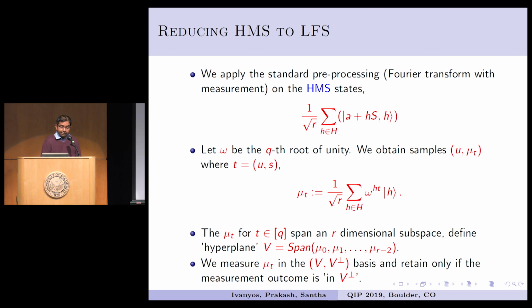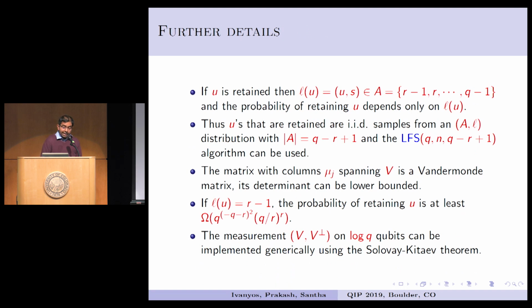Define a hyperplane V, which is the span of mu naught, mu1 up to mu r minus 2. There are r minus 1 of them, and shortly I'll show that they're linearly independent, so it's really a hyperplane. The idea is to measure mu t in the V, V perp basis. So measure it along the hyperplane and its complement, and retain only if the measurement outcome is in V perp. The claim is that if we do this measurement, we are sampling from an AL distribution. If U is retained, then we know that LU, which is U dot S, belongs to R minus 1 through Q minus 1. And the probability of retaining U depends only on LU, because it depends only on mu T.